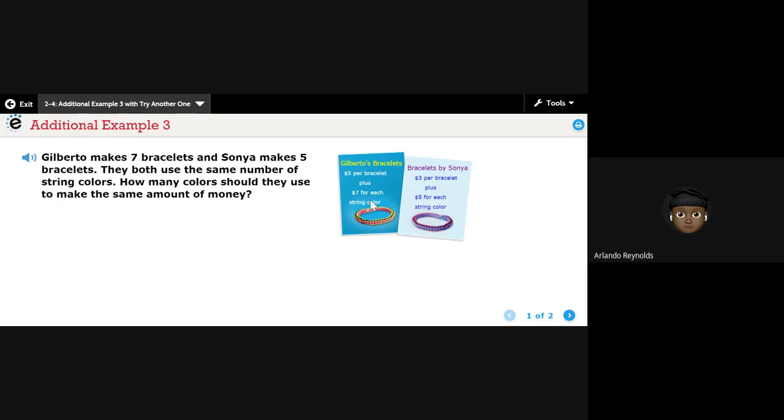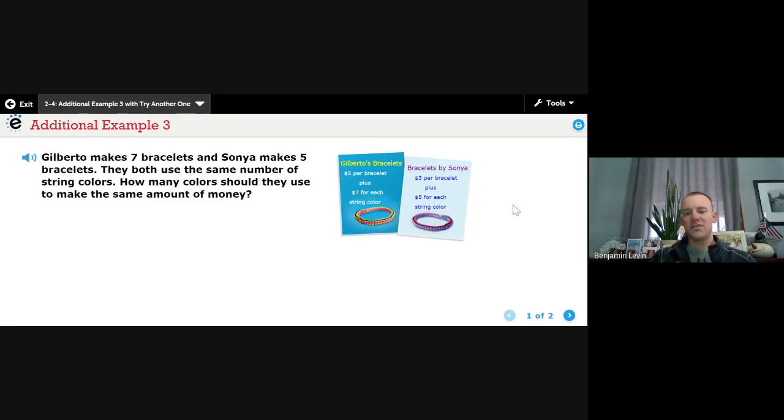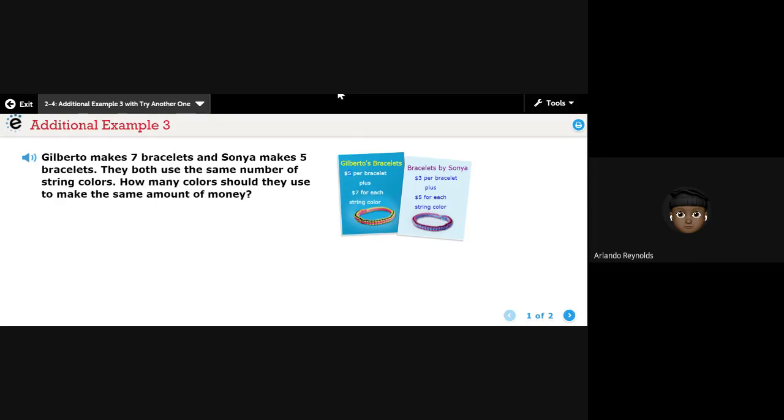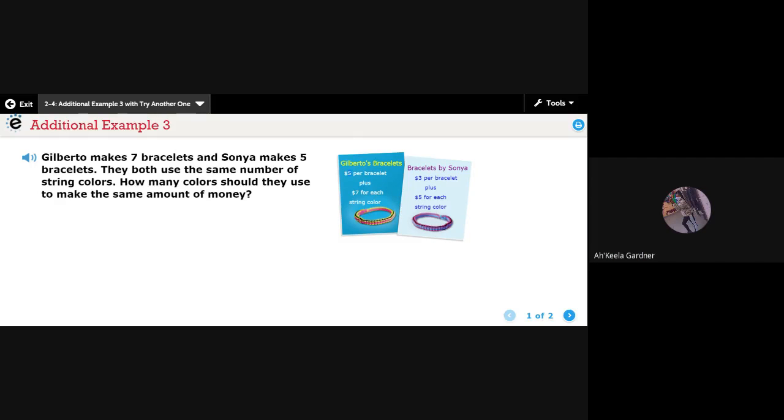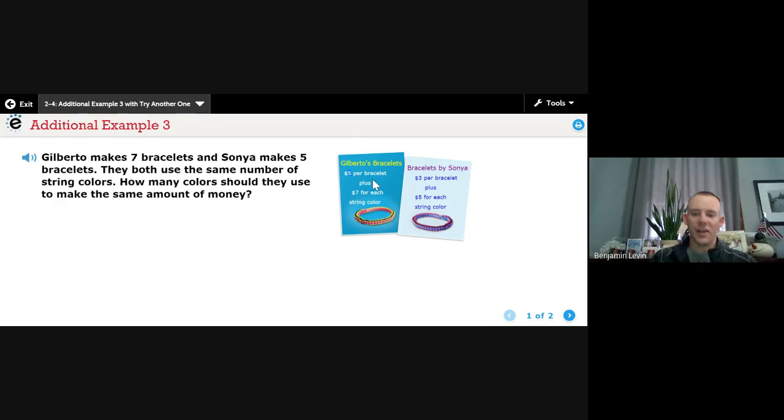It gives us some info here. Gilberto makes $5 per bracelet plus $7 per string color. So he has a flat fee of $5 and then $7. Let me get through all the info first.